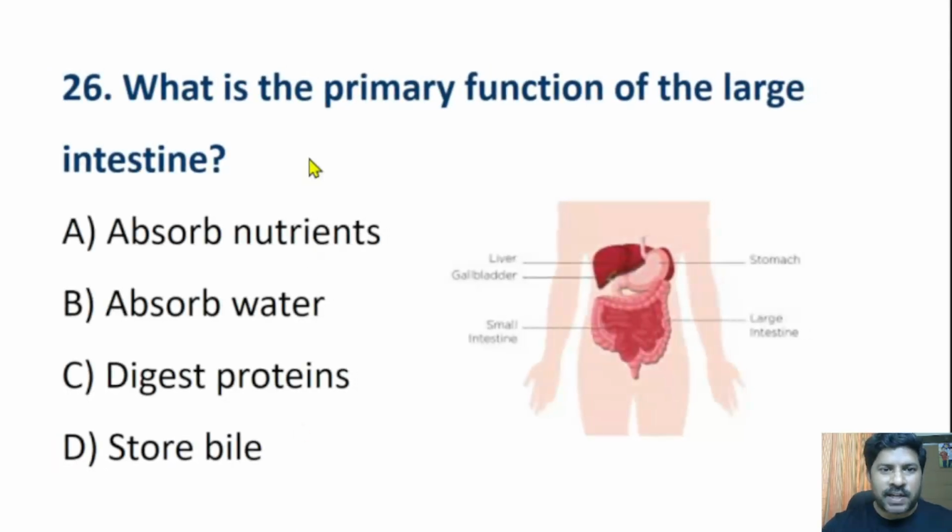26th question: what is the primary function of the large intestine? Absorb nutrients, absorb water, digest protein, store bile. Correct answer is absorb water. The main absorption of water takes place at the large intestine. That is the main function of the large intestine. Other nutrient absorption mainly takes place in the small intestine. Digestion of proteins and all that takes place in the small intestine. Bile storing is the function of the gallbladder.